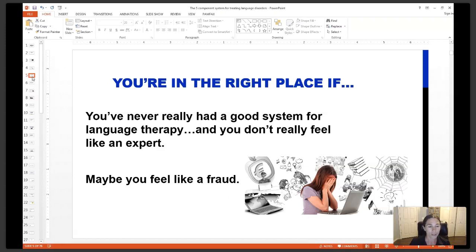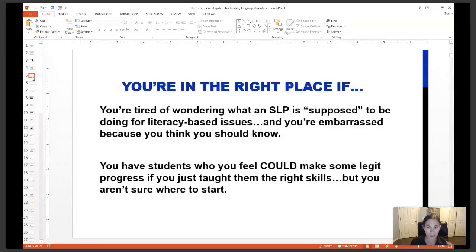And also, if you're tired of wondering what an SLP is supposed to be doing for literacy-based issues, and maybe you're kind of embarrassed because you think it's something that you should know by now, or if you have students who you feel could make some legit progress if you just taught them the right skills, but you aren't really sure where to start and you just don't have a good process. And you know, hey, these students could be successful in school and in life. They could go on to lead successful adult lives if I just give them the right start now, but you're not quite sure what to do.